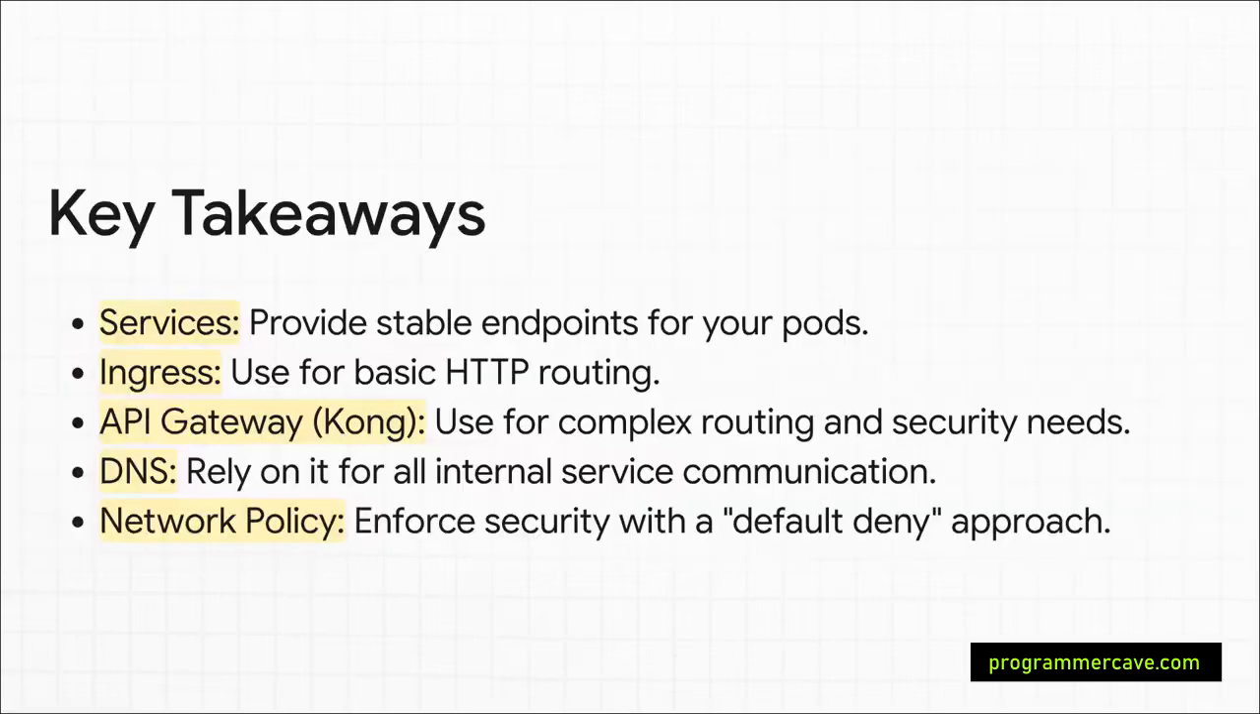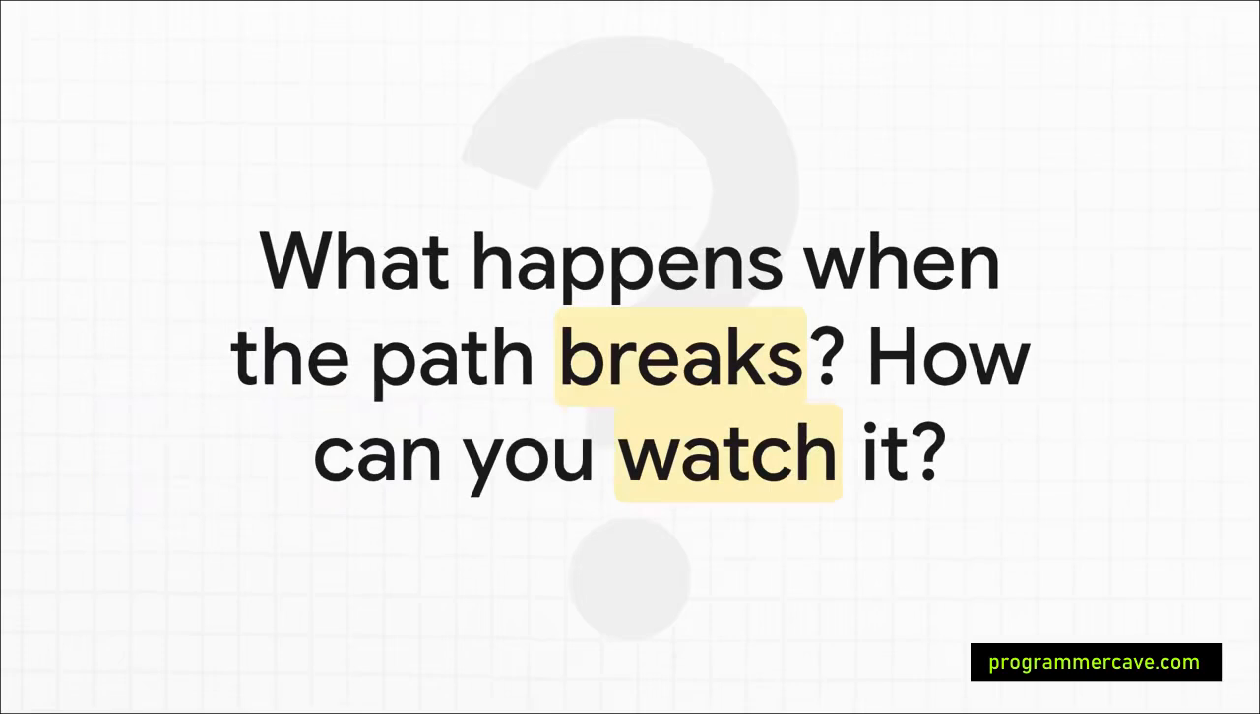So as a Go developer, these are the core ideas to really burn into your brain. Use services for stable addresses. Start with Ingress for basic routing, but be ready to graduate to an API gateway when things get complex. Let Kubernetes DNS handle all your internal communication. And always, always secure your internal traffic with a default deny network policy. Mastering this flow is a huge step.